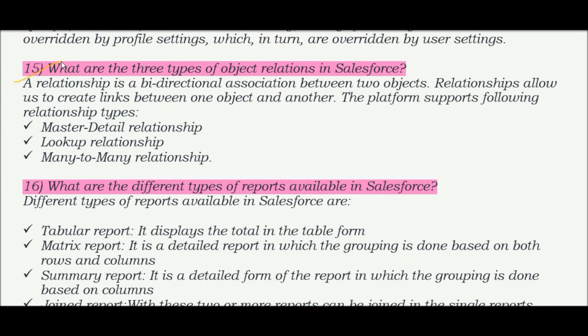Next question. What are the three types of object relations in Salesforce? Answer. A relationship is a bidirectional association between two objects. Relationships allow us to create links between one object and another object. The platform supports the following relationship types. First one, master-detail relationship. Second one, lookup relationship. And third one, many-to-many relationship.